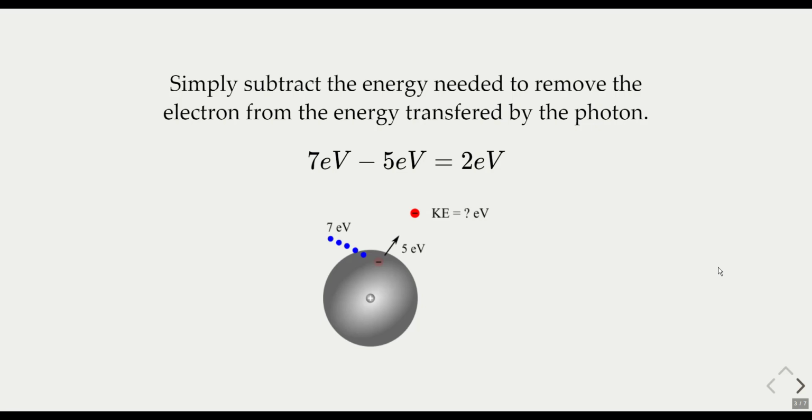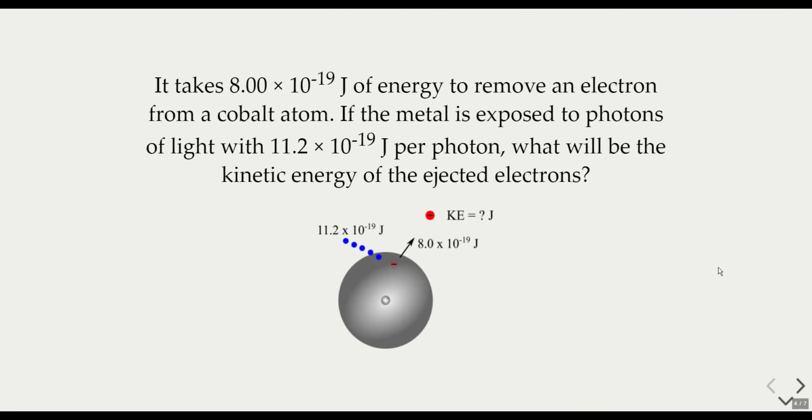Let's look at another question like this one. And you'll see it's pretty much the same question. The only difference here is that we've changed the units on you. So this time we have light coming in with 11.2 times 10 to the minus 19 joules instead of being told electron volts. And here the work function or binding energy is again given in joules, 8 times 10 to the minus 19. But the problem is the same.